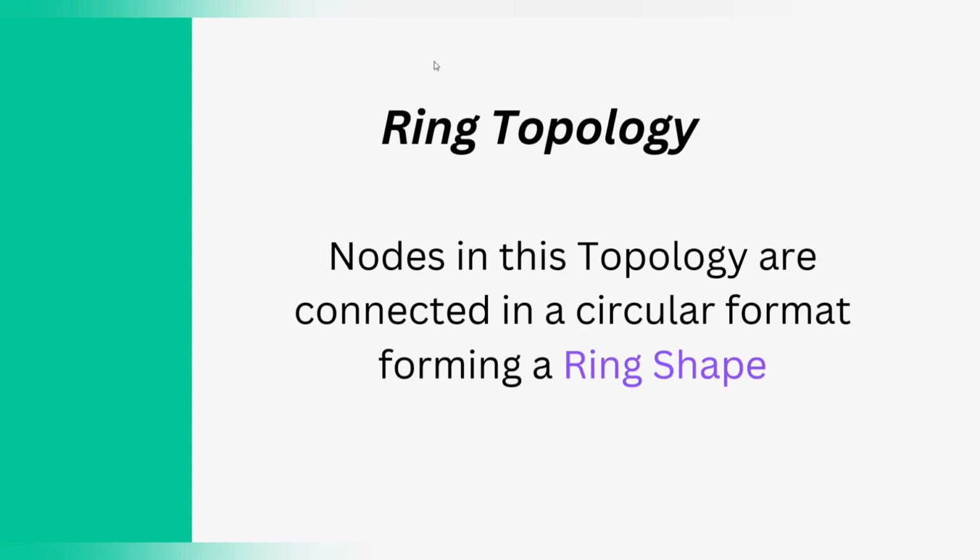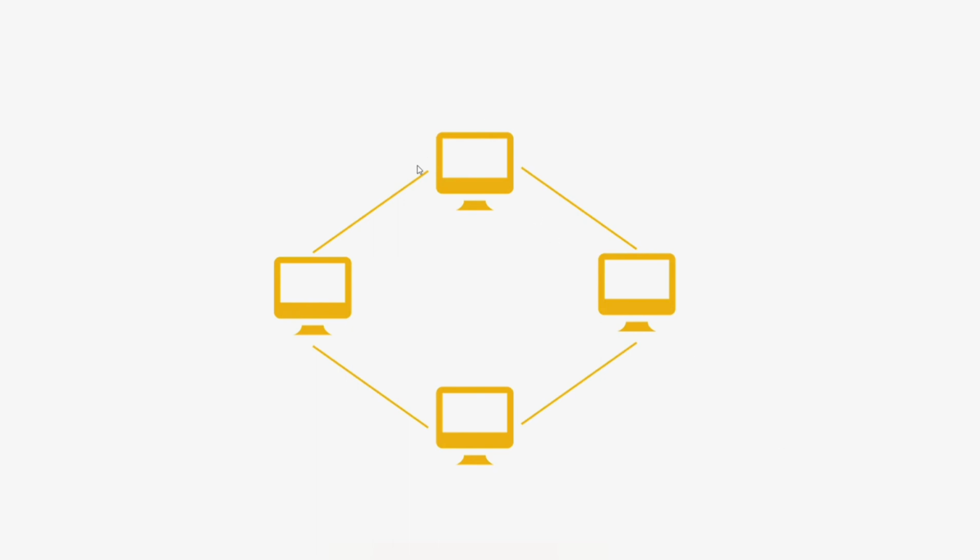Next one is ring topology. Nodes in this topology are connected in a circular format forming a ring shape. Ring topology is a network configuration in which each device or node is connected directly to exactly 2 other devices, forming a closed loop or ring. Data travels around the ring in a unidirectional or bidirectional manner until it reaches its intended destination.